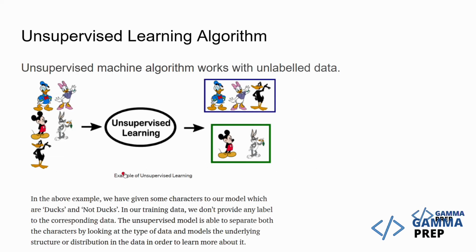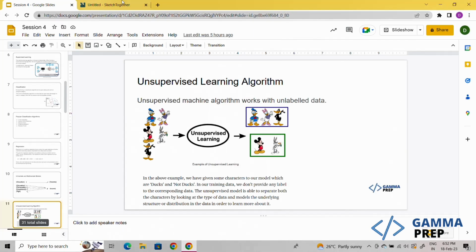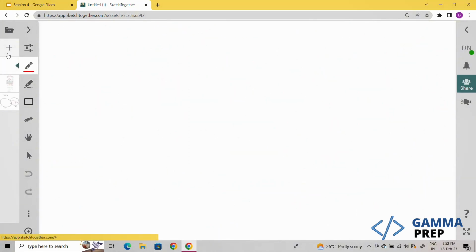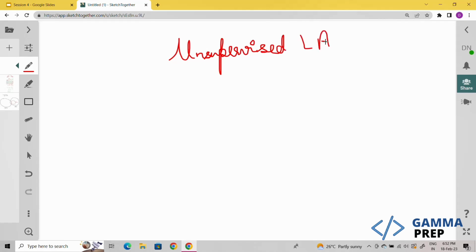Now, let's talk about unsupervised learning algorithms. In supervised, we were working with labeled data. Here, we will not be working with labeled data. We will be working with unlabeled data.